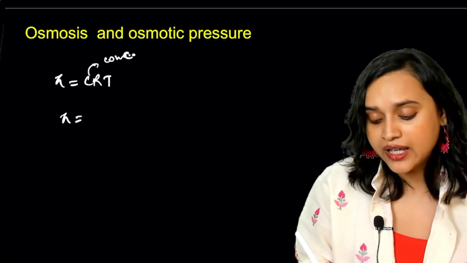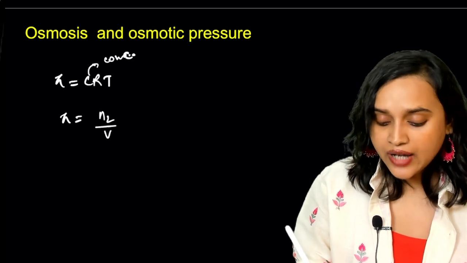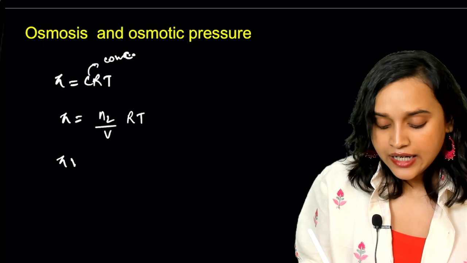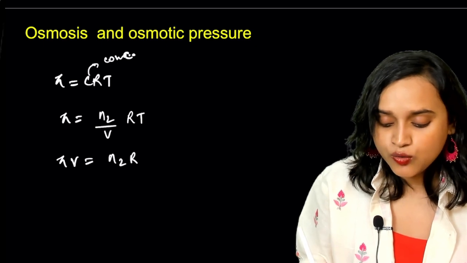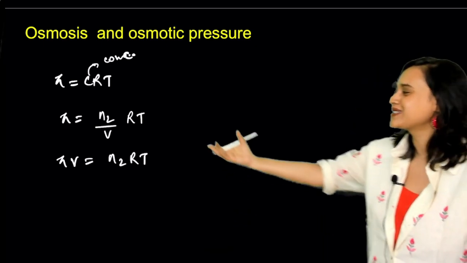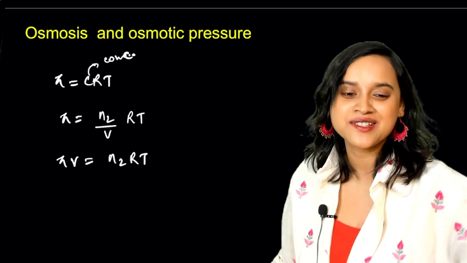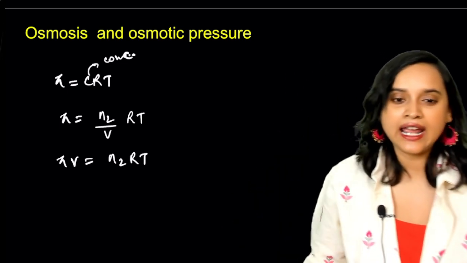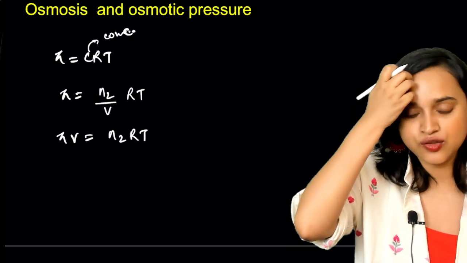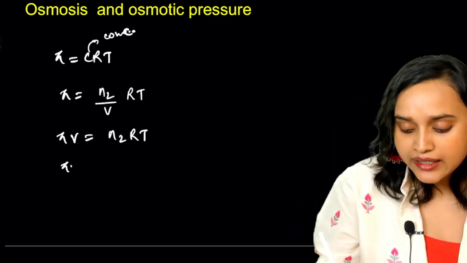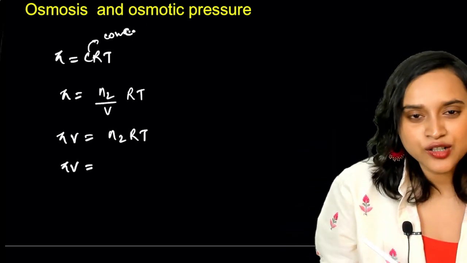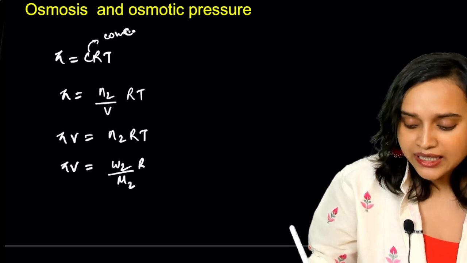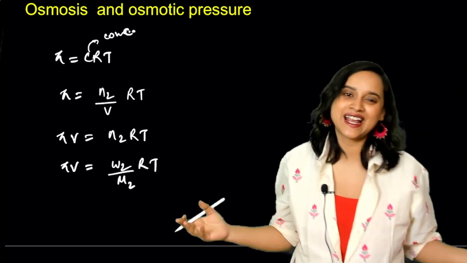You know this. So pi is equal to N2 divided by V multiplied with RT, can I write it like this? Yes. Now pi V is equal to N2 RT. If I write that, that means this is the ideal gas equation, as you all know. PV is equal to nRT. Correct? Yes or no? I can do this. I can also write it as, tell me something, because this is N2, can I write it as given mass divided by molar mass multiplied with RT? I can also write it like this.